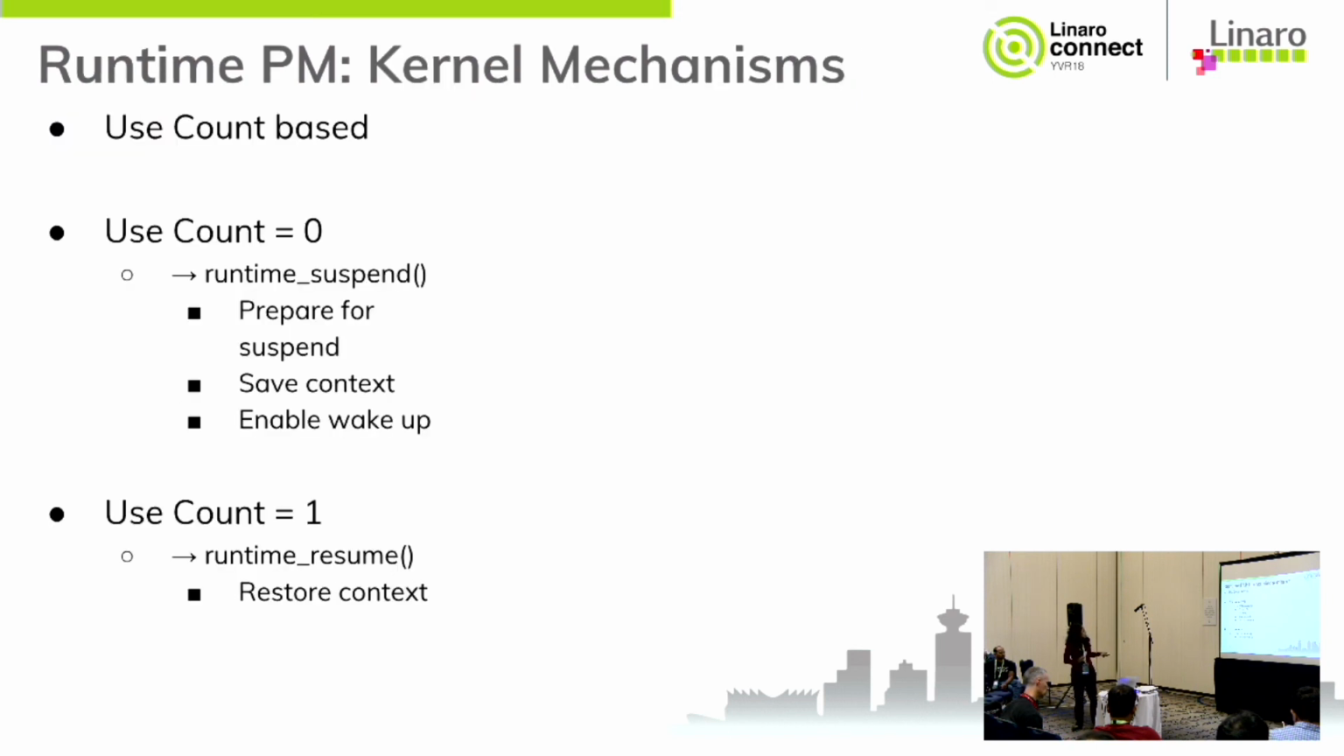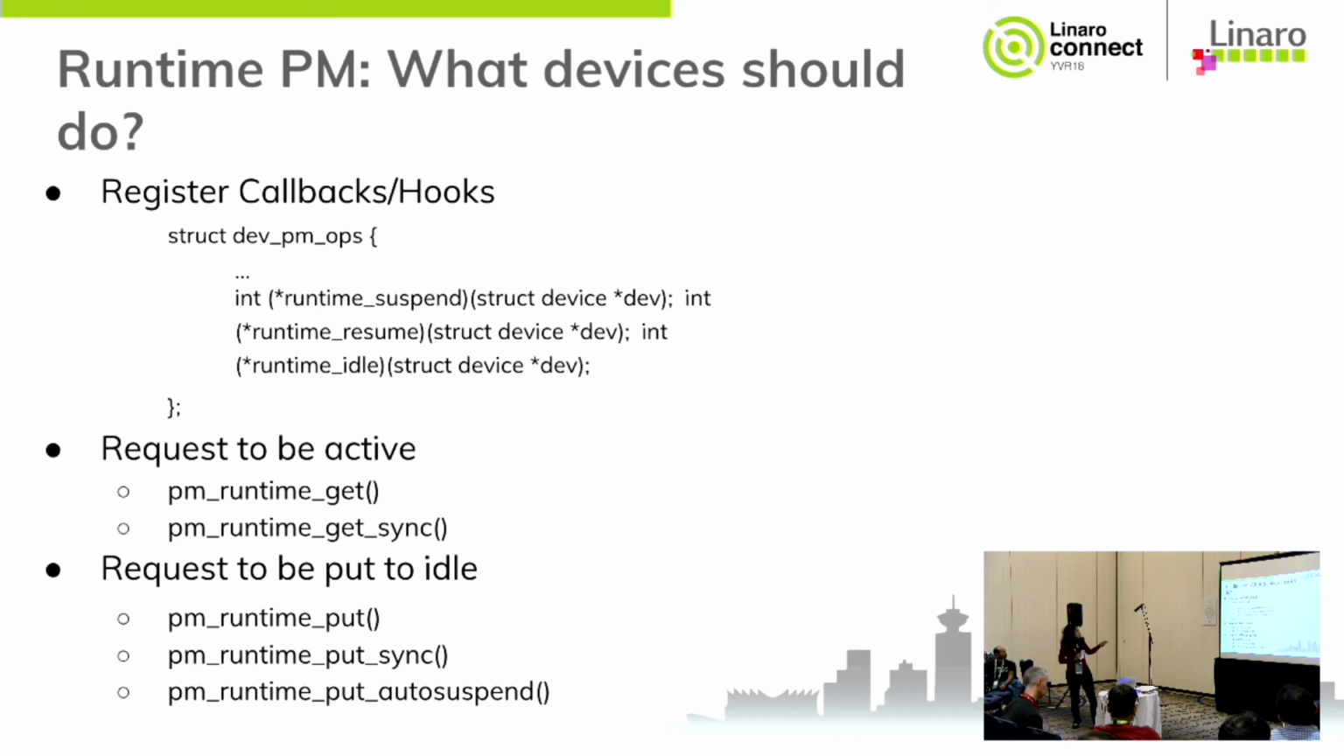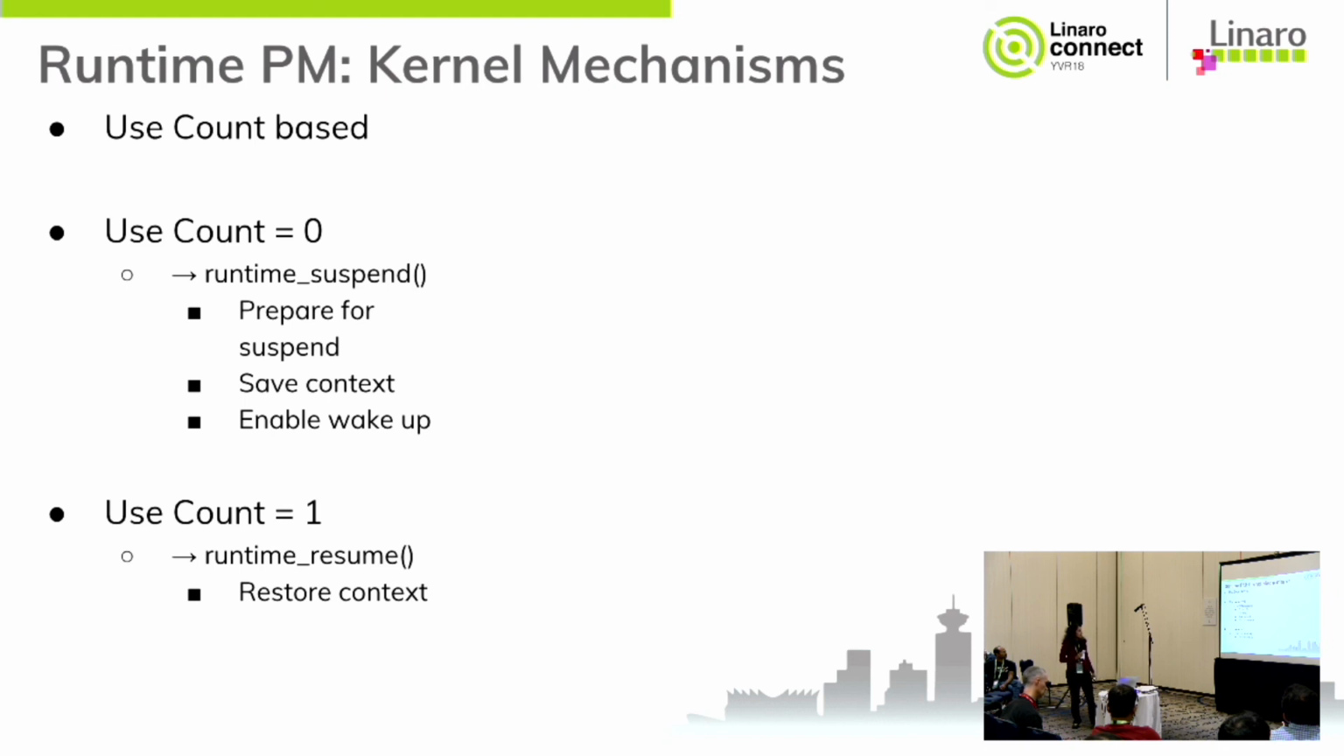I think we'll talk about use count, yes. So internally, runtime PM is based on use count. It maintains a counter per device. And if the use count is 0, which means the number of requests for the particular device to be active is 0, it calls into the runtime suspend hook that has been registered by the driver. And the driver is then responsible to prepare for suspend, do stuff like context save, enable any wake ups if needed, and so on.